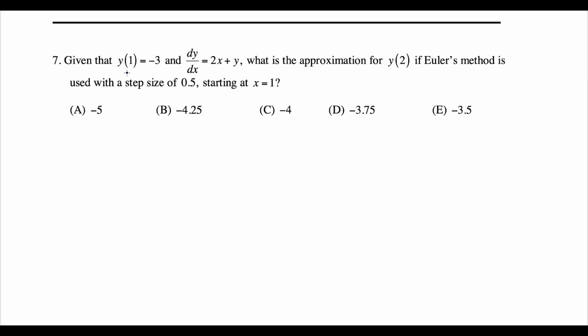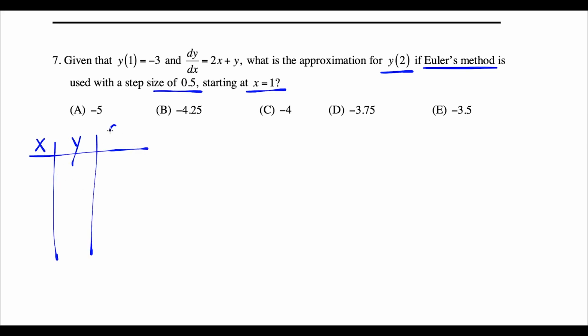So for the next question here, we have y of 1 equals -3. We have dy/dx, and we want to know an approximation for y of 2, and we're going to use Euler's method with a step size of 0.5, and we're starting at x equals 1. So for questions like this, I like to make a table. So I have a table with x, y, and dy/dx. So they start us off here with the point (1, -3).